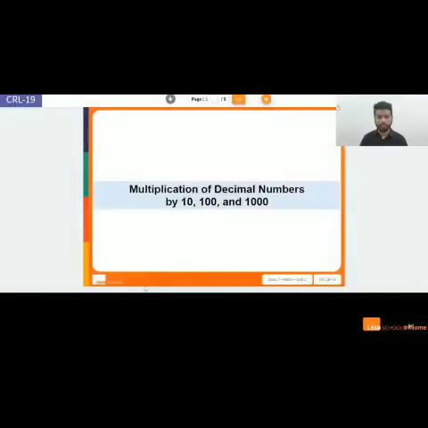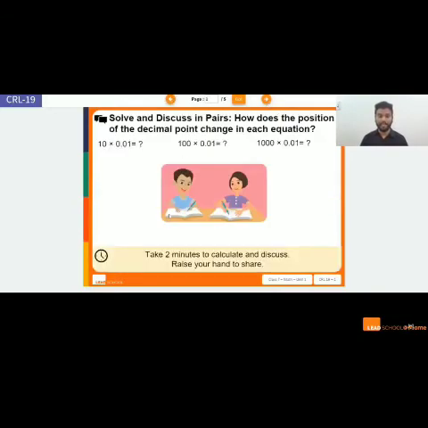So students, now that we know the steps to solve multiplication for decimal numbers, now we will look at how to multiply decimal numbers by 10, 100 and 1000. For this task, I want all of you to keep your notebooks open and check the screen in front of you. Multiplication of decimal numbers by 10, 100 and 1000. Basically, we are seeing what the steps are when we multiply any decimal number with multiples of 10.